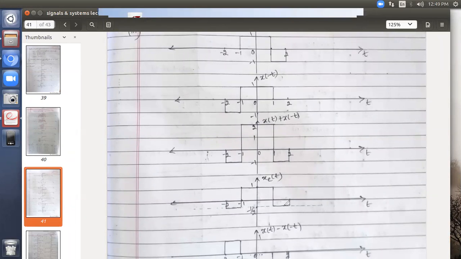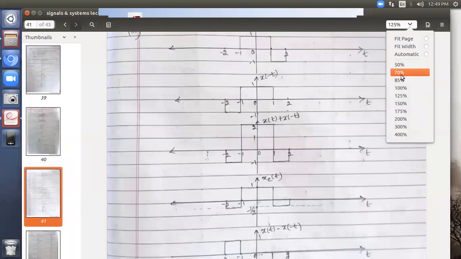Okay, I hope it is visible to you. I have to zoom out a little bit. It is not fitting in the window. Okay.